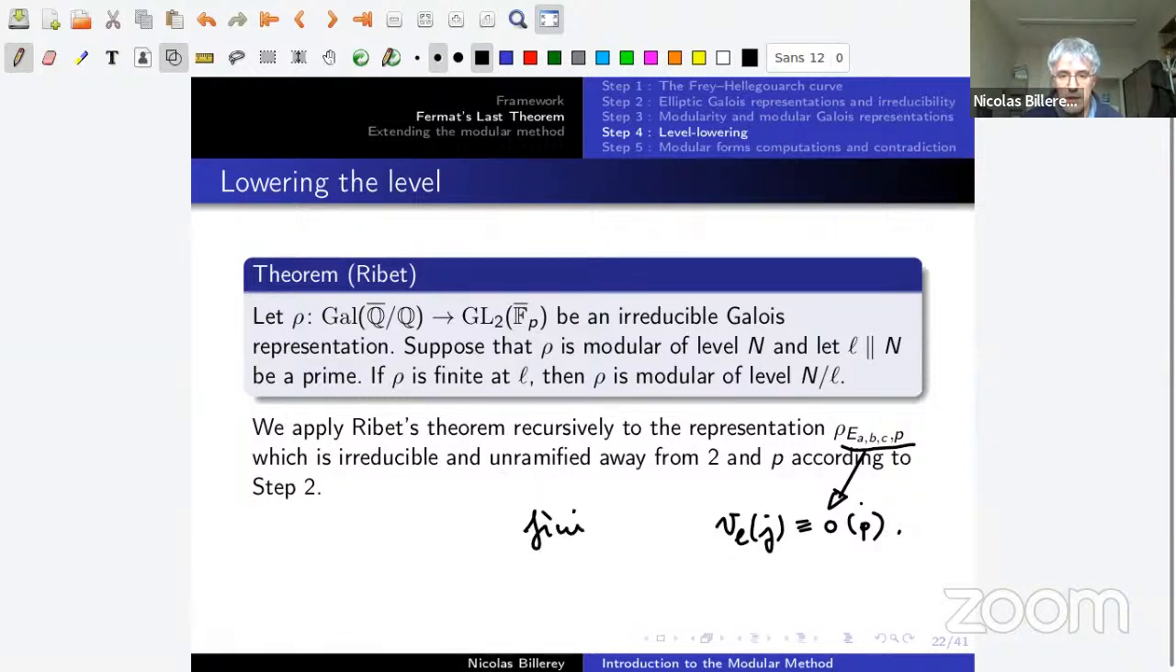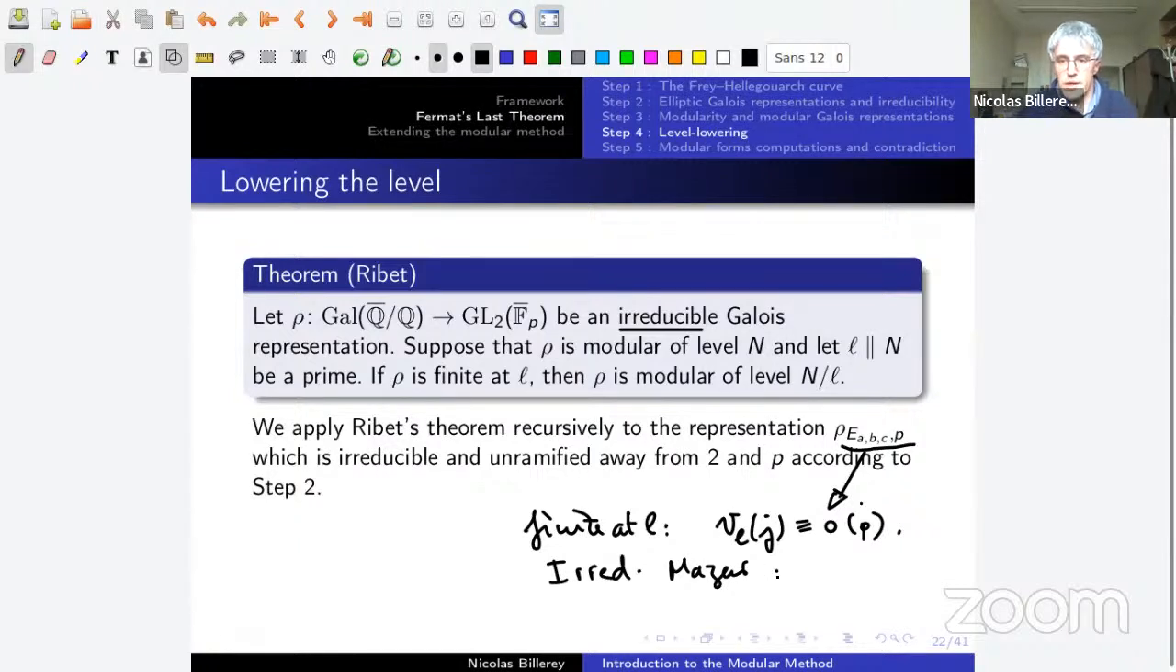That's how the finite at L just means that. And we've seen that it always holds, at least for the odd primes, not for two, but for L being odd, that's always finite. And the fact that this mod P representation is irreducible, because it's an assumption in Ribet's result that we need to have an irreducible representation, comes from Mazur. So irreducibility comes from Mazur.